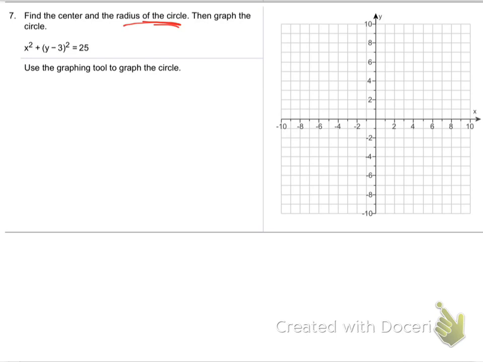How do you do it? Well, basically, it's pretty easy. You take the opposite of whatever's next to x and next to y, that's the center. So what's the center?